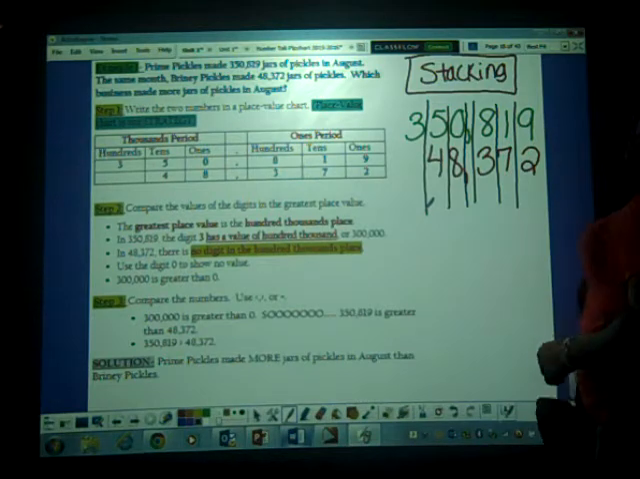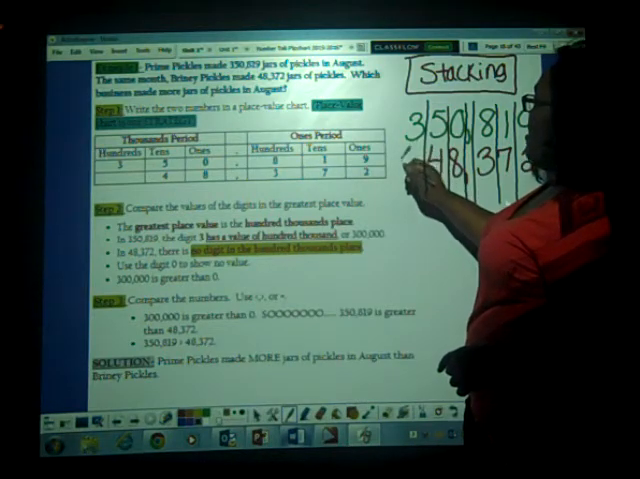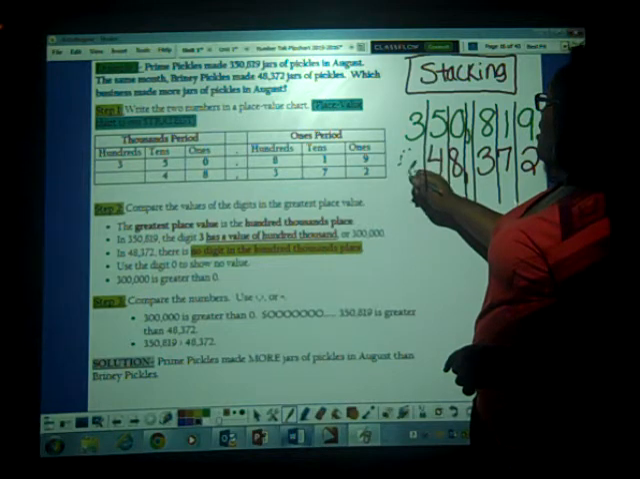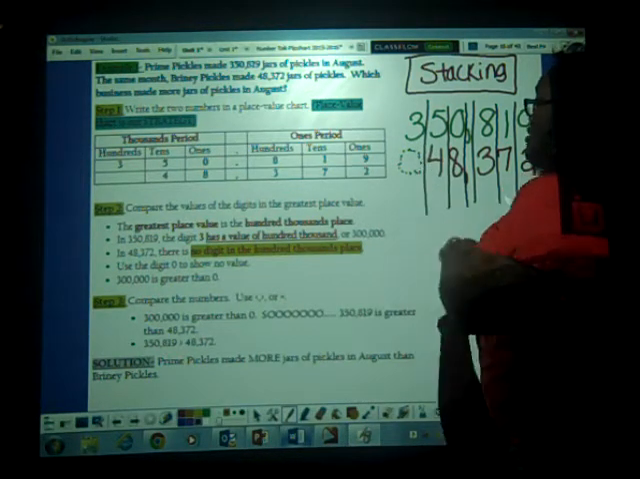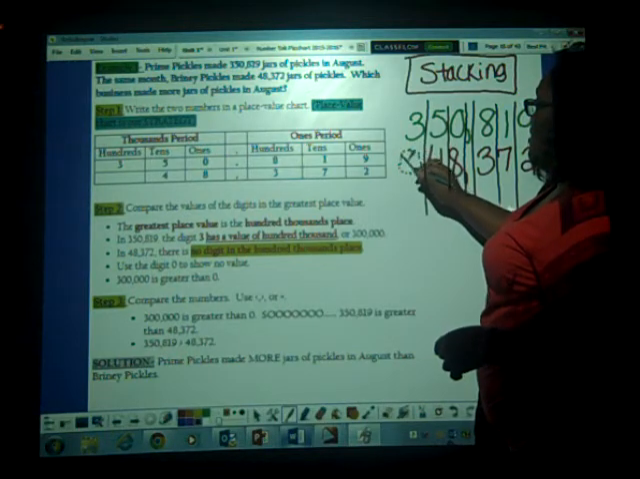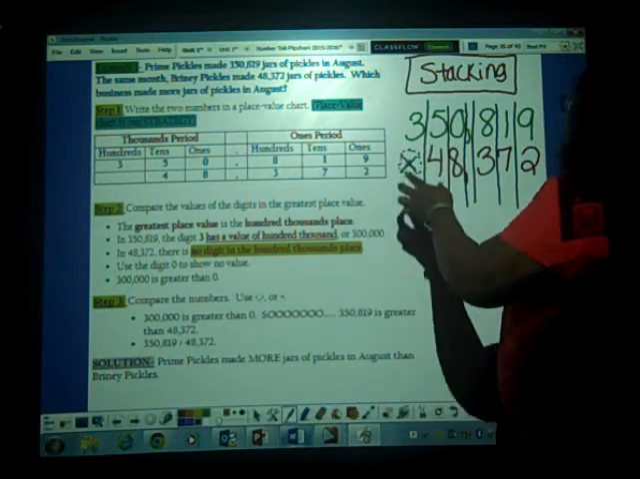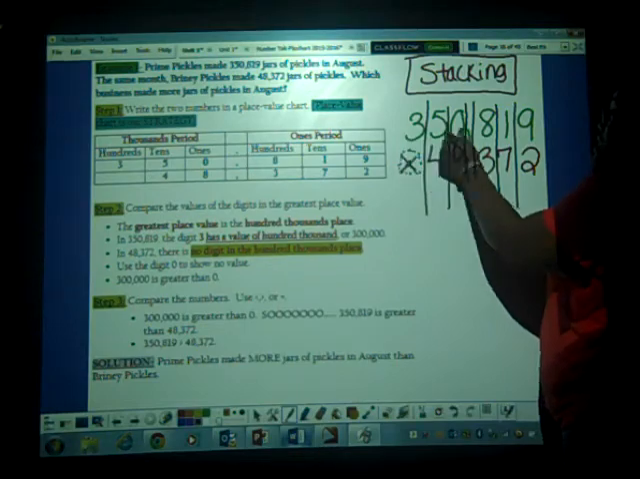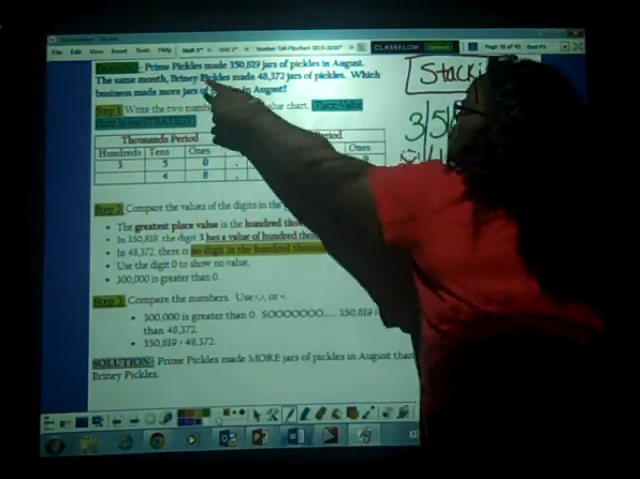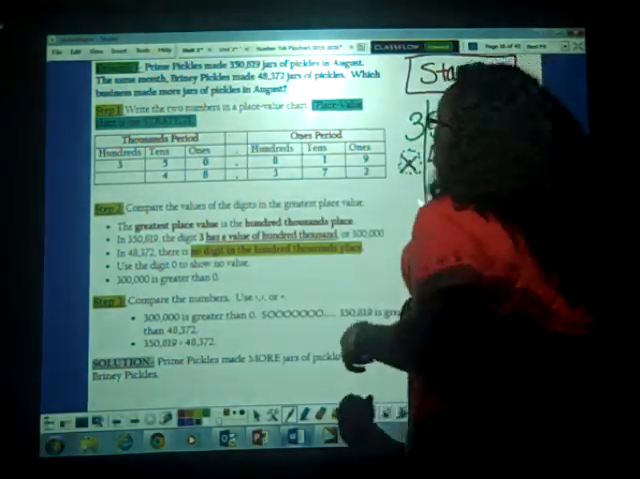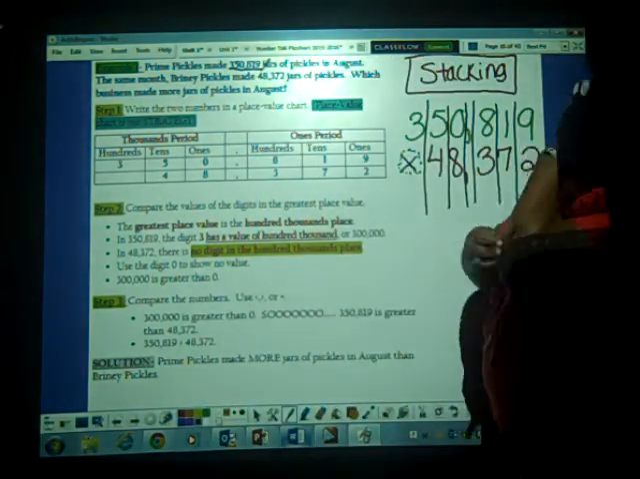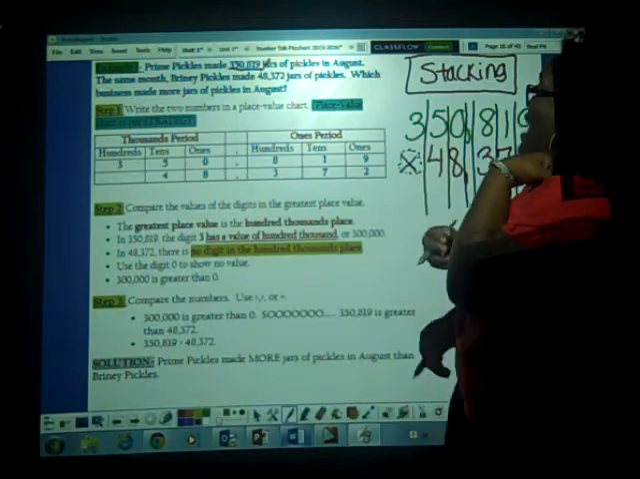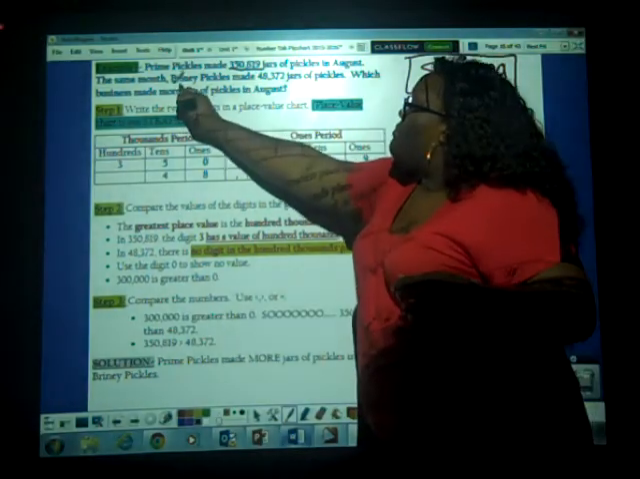I'm lining them by place value. I can already see, what am I doing with this 0? That's my imaginary 0. Let's go ahead and do this inside. So we can already see that this top number produced by Prime Pickles had produced the most amount of pickle jars in August than Briny Pickles.